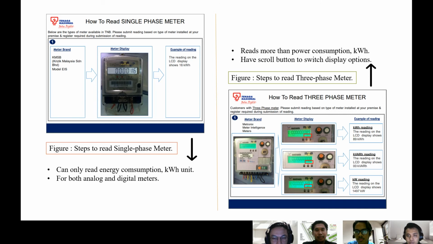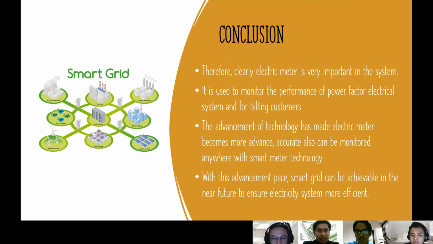Okay, thank you to all members. So now we have reached the conclusion that the electricity meter is a very important piece of equipment in the power system. It is used, just like they said, to monitor the performance of power factor and for billing purposes, which is to check the consumption of electrical energy of the customer.